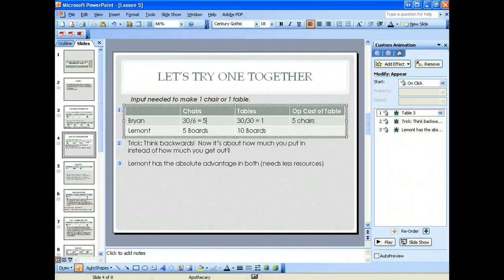Let's do the second one to give you a little bit more help. Let's look at this one. Lamont needs 10 boards to produce one table. Well, chairs only require 5 boards. So again, if Lamont uses 10 boards to produce a table, how many chairs is he not producing? He's not producing 2 chairs.